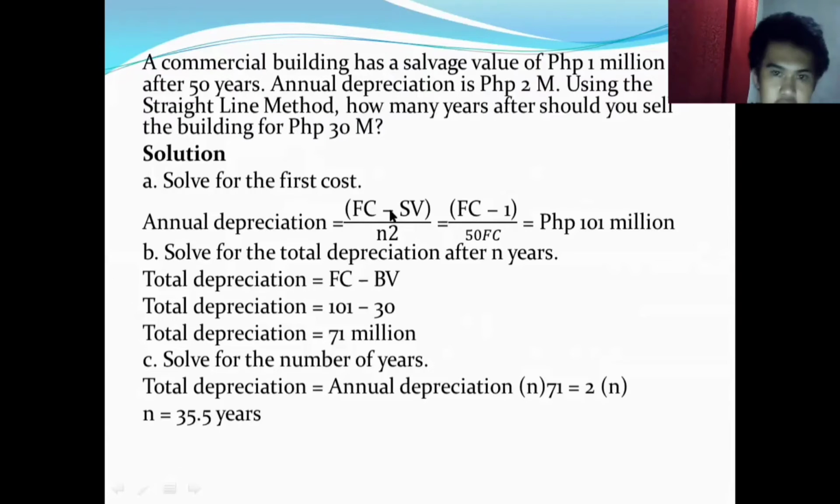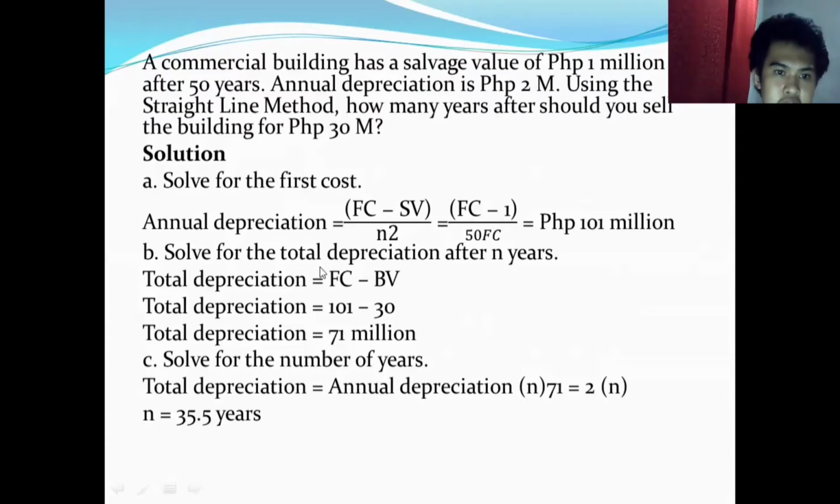So, if C minus B, or the first cost minus salvage value over n, equals first cost minus 1 over 50, if C equals 101 million pesos. So the first cost is 101 million pesos.